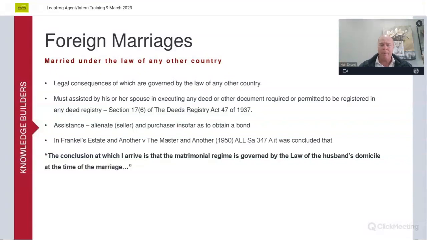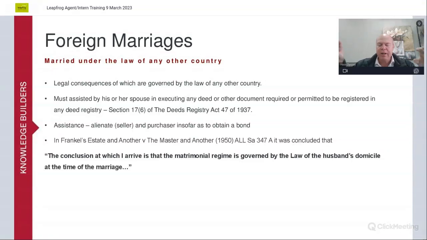But for the time being, Canada is my home. So the parties were described, yes, they got married in South Africa, but you follow the law of the domicilium of the husband. And in this scenario, it was Canada.